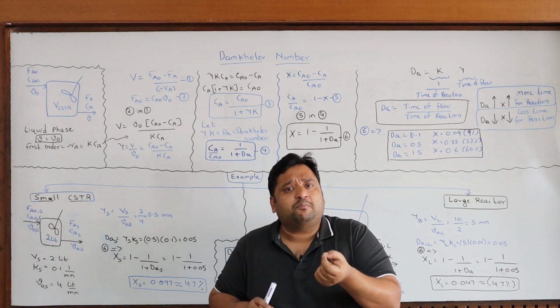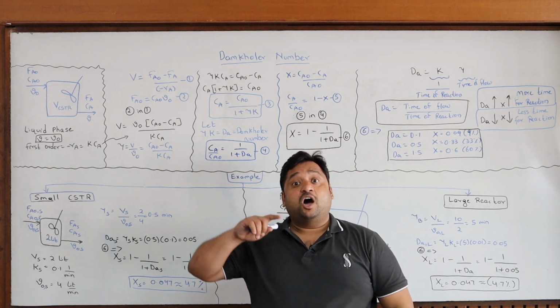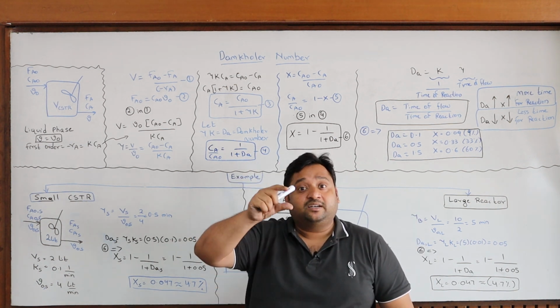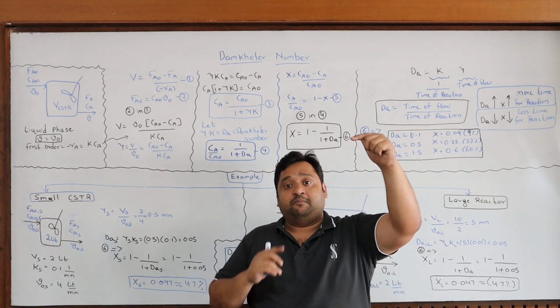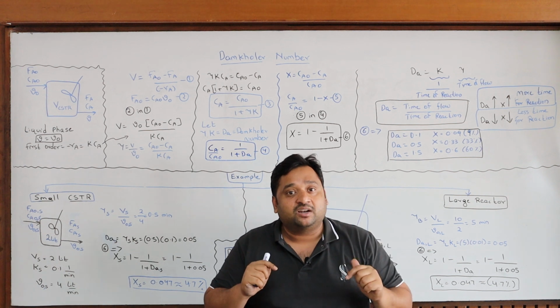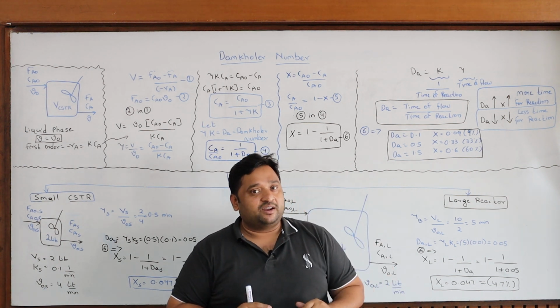Time of reaction is the minimum time that is required for the reaction to occur. Time of flow means how much time a reactant is spending inside the reactor. If it spends more time than is required for the reaction, of course the Damköhler number will be higher, and the conversion will be higher.